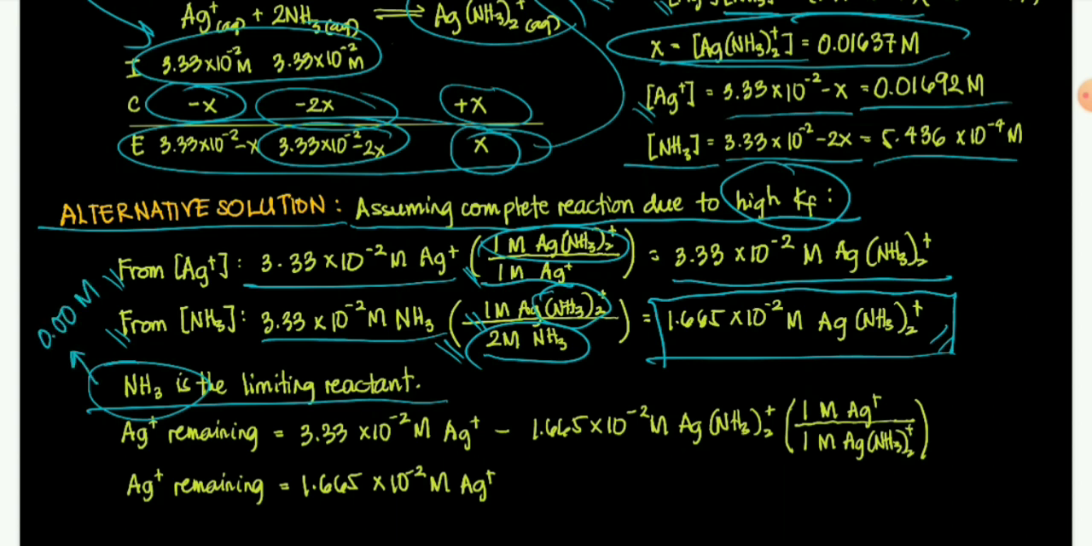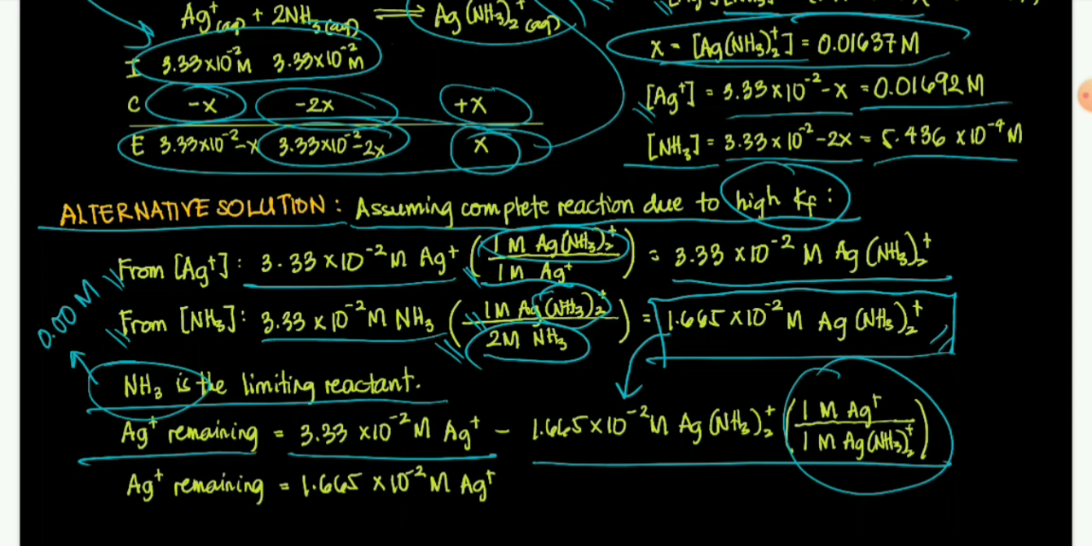Okay? So for the silver plus, how much silver plus is left after the reaction? So the amount of silver plus remaining is equal to the initial amount of silver plus minus the amount of the silver plus that was consumed. So to calculate the silver plus consumed, we will calculate from the product here. Okay? So the 1.665 times 10 to the negative 2 molar of diamine silver times the mole ratio between the silver plus and the diamine silver.